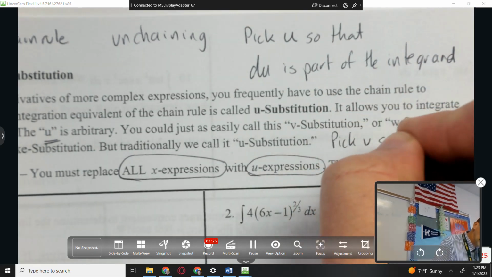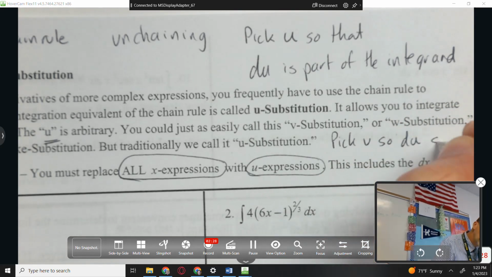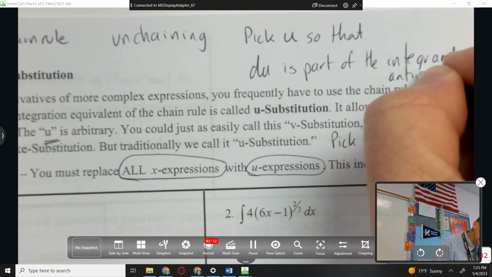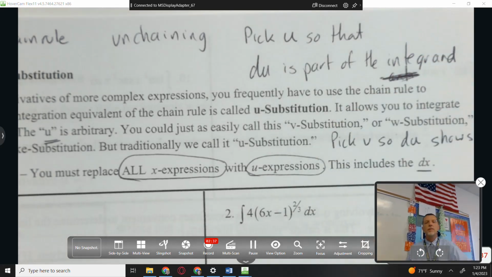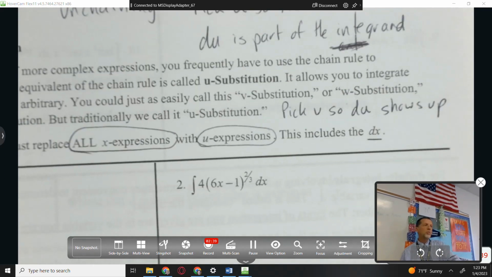Are we calling it an antiderivative thing? Yeah, you could easily call it part of the antiderivative. No, because you're taking an antiderivative. Don't want to call it that.